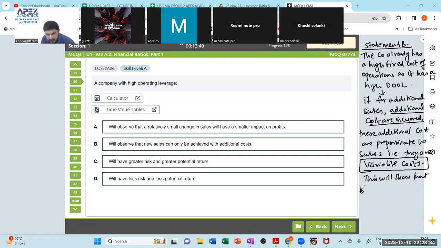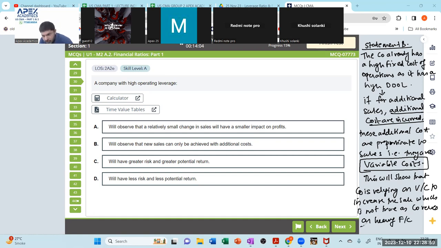This will show that company is relying on variable cost to increase the sale, which is not true, as company relies on heavy fixed cost. Yes or no? Please tell me that company relies on what? A heavy fixed cost? Yes or no? Come on, tell me. Yes. Company is relying on a heavy fixed cost.